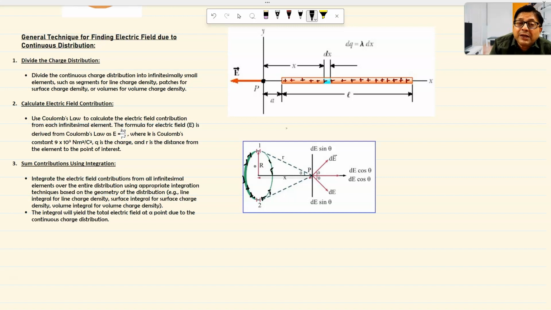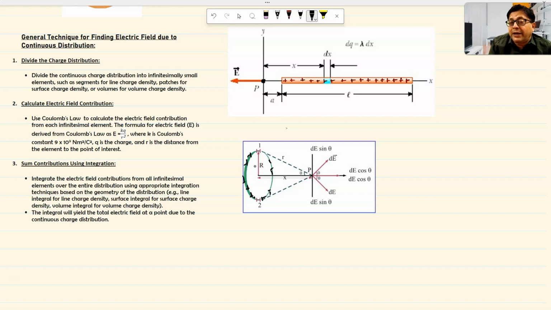What do you have to do there? You need to divide the whole wire into an infinite number of small parts. Divide the continuous charge distribution into infinitesimally small elements. Why are you dividing? Because there is no formula available for the charge distribution on the whole rod.